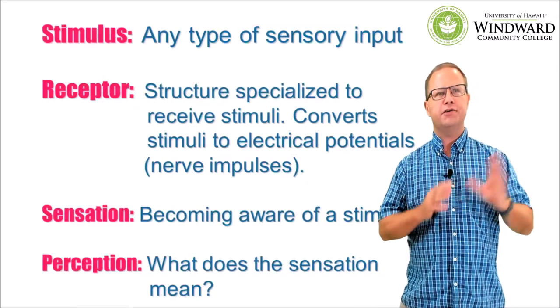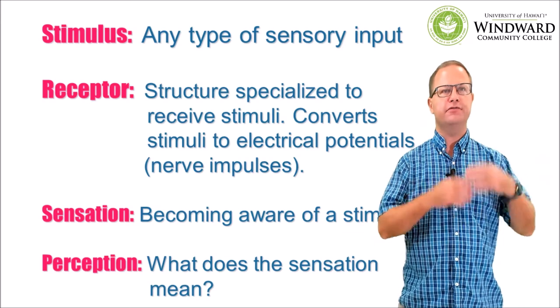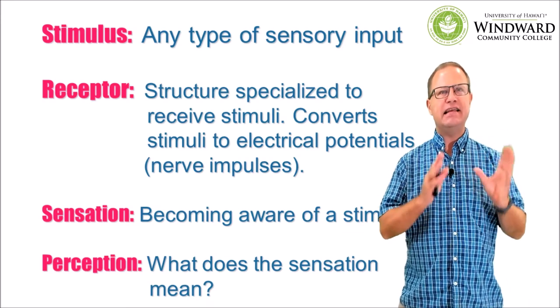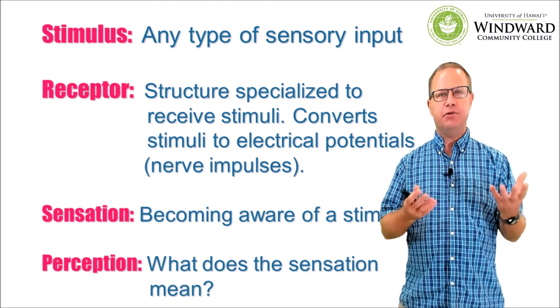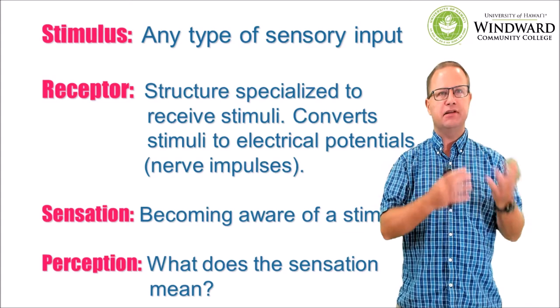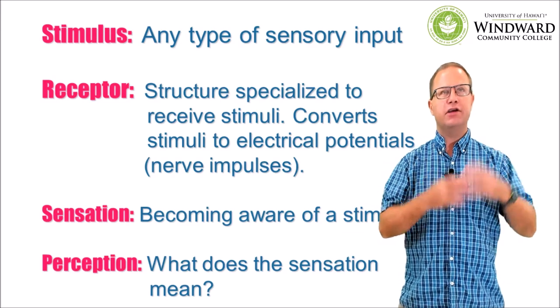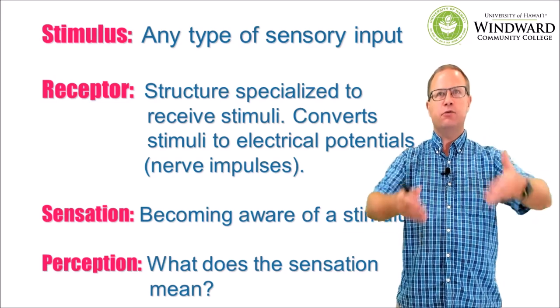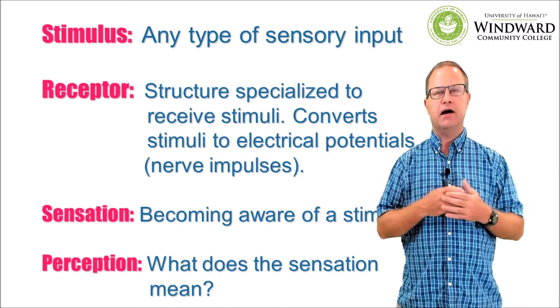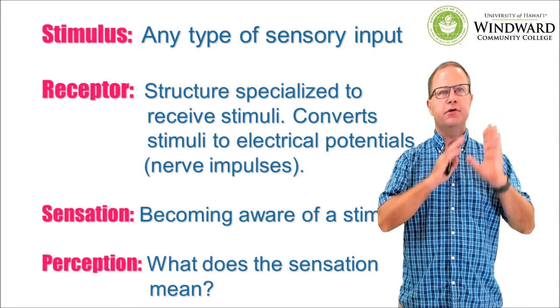Okay, before we go on to talk about how the senses work, we need to go through some vocabulary. So first off, we have something called a stimulus. A stimulus is any type of sensory input. For example, that stimulus could be pressure, like pressing on your palm would be an example of a stimulus that would stimulate a mechanoreceptor. We could also have a chemical stimulus, like we get when we're breathing things in and we're smelling smells, or when we're tasting particular molecules that are in our food. So those are all stimuli.